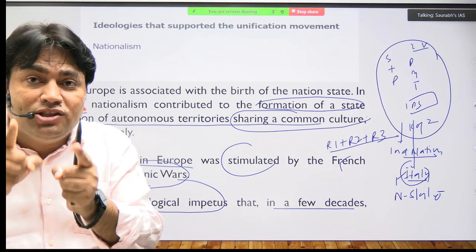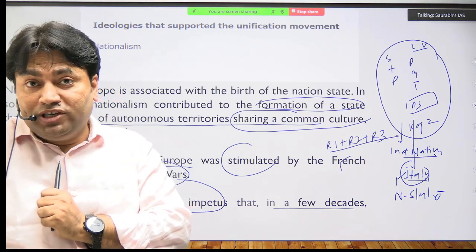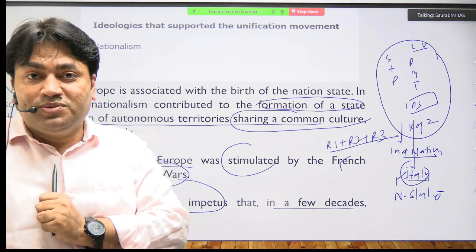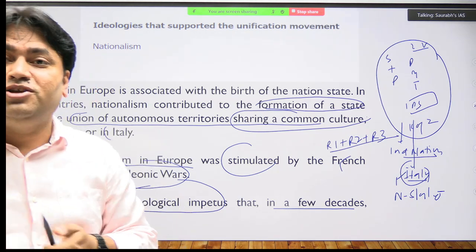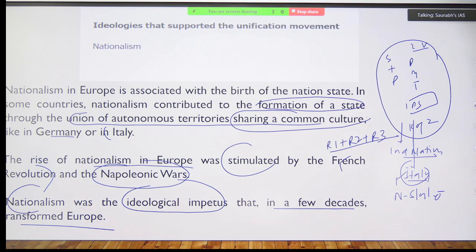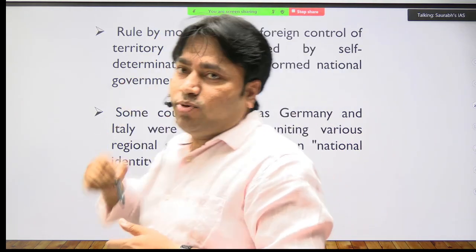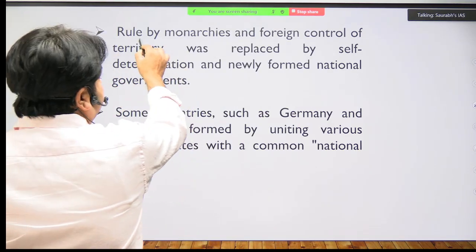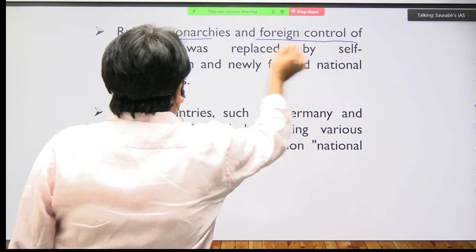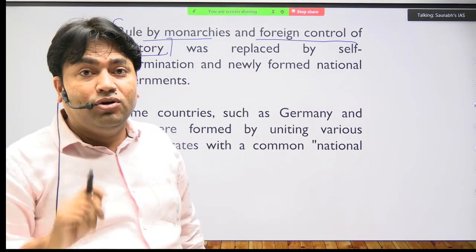तो यहाँ पे जो बर्थ ऑफ नेशन स्टेट से इसका आगे चल के बड़ा ही इंपॉर्टेंट कॉन्सिक्वेंस होने वाला है. दिस विल ट्रांसफॉर्म द इंटायर यूरोप. पूरे यूरोप को ये ट्रांसफॉर्म करके रख देगा. दैट इज द आइडिया. Basically, when you learn later, you will be able to relate this. Now, next point: rule by monarchies and foreign control of territory. मेरी बात समझ गए? Rule by monarchy and foreign control of territory.